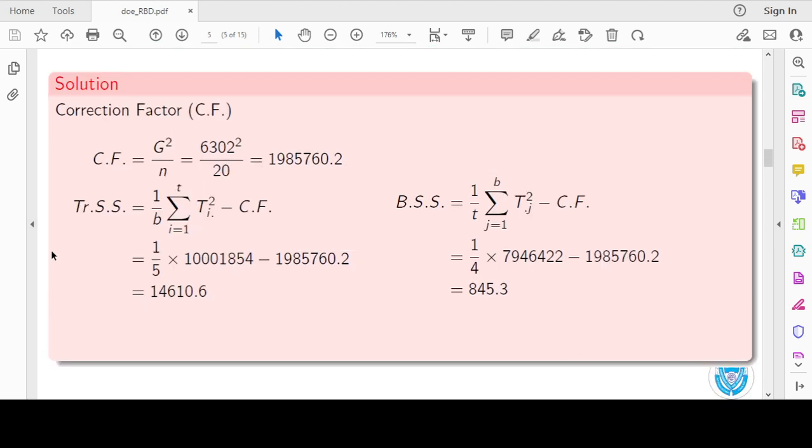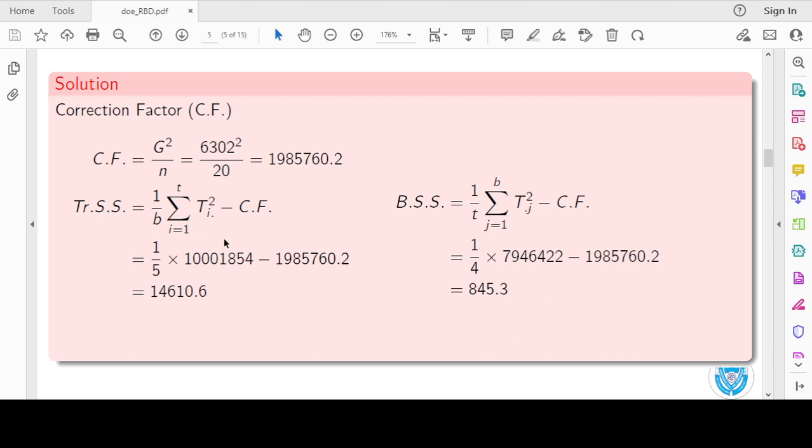Then next we have CF equal to G square upon N. It is the same for all the designs. G is the grand total, so 6302 square by 20 observations. So we get this as the correction factor, or correction term, CF. Treatment sum of squares we obtain as 1 upon b summation i from 1 to t Ti dot square minus CF.